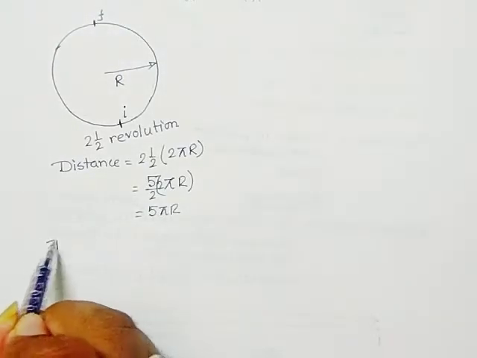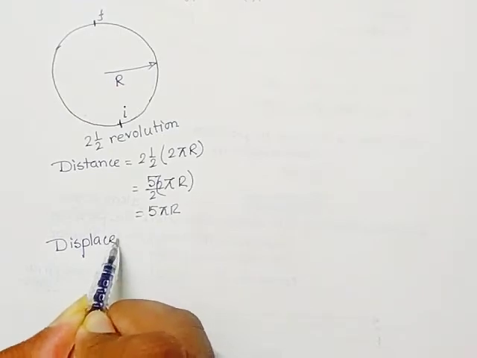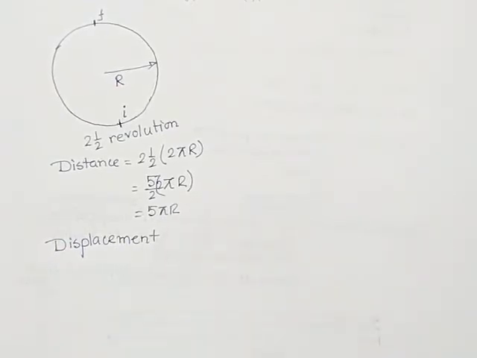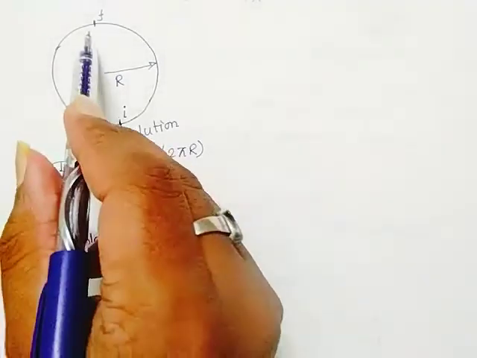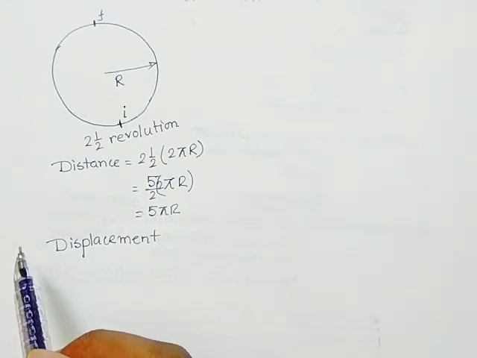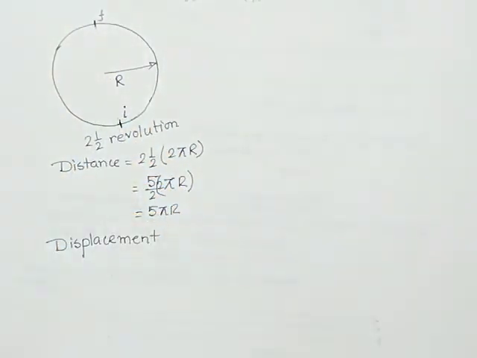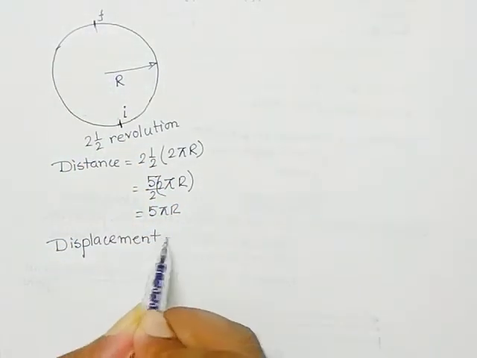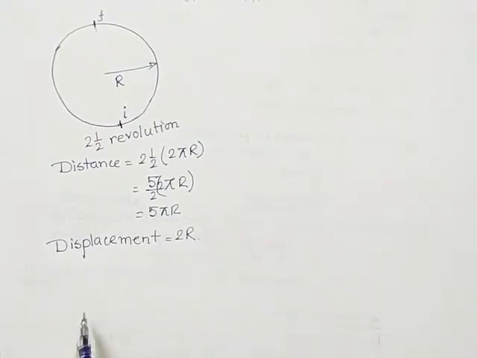Now if I am concerned about the displacement, what is the displacement? After 2.5 revolutions, he is at a diametrically opposite point. So if I connect these two by a straight line, then it will be a diameter, so the displacement is 2r. So the distance and displacement are different here.